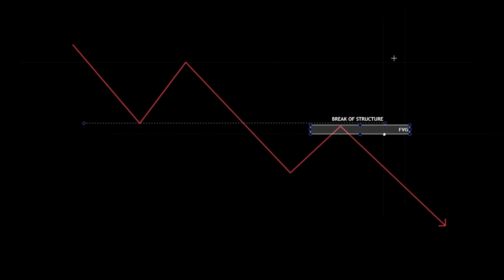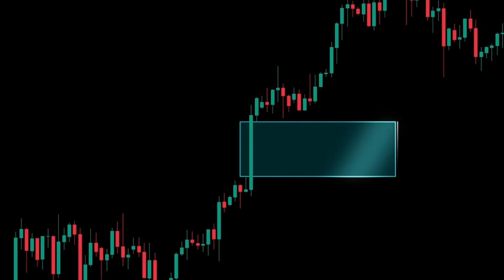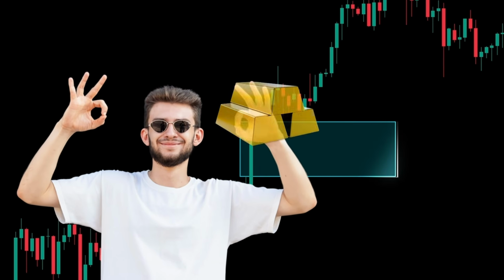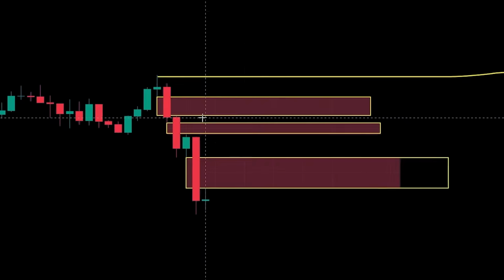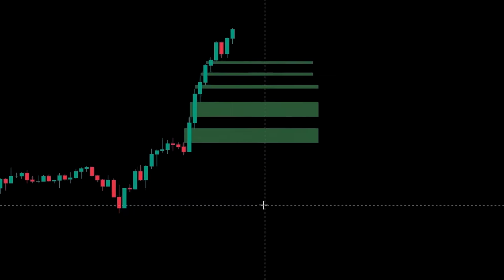Now, this refining method is not limited to fair value gaps. You can use it to refine order blocks, supply and demand zones, and more. Now, we reach the next important topic: which fair value gap should we choose to trade?